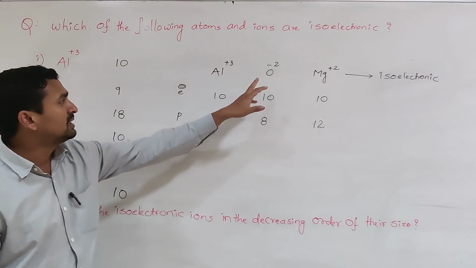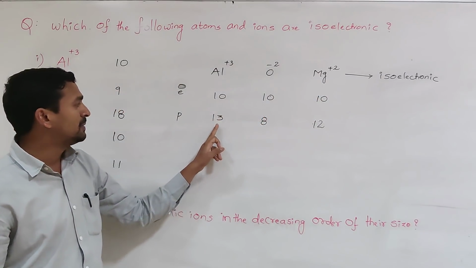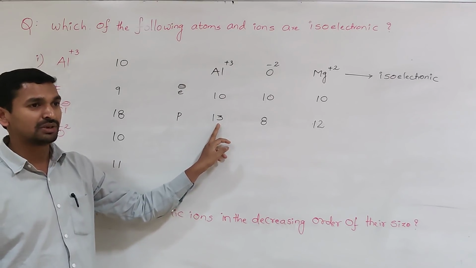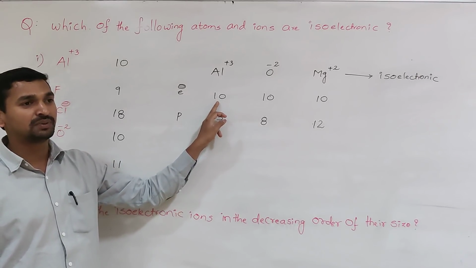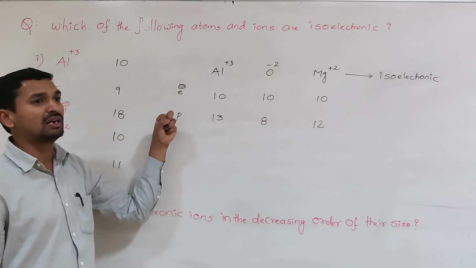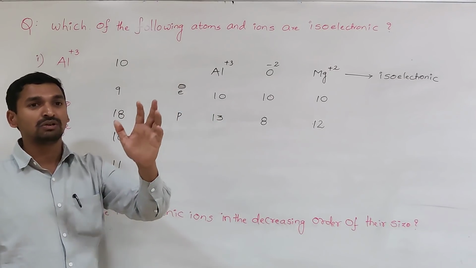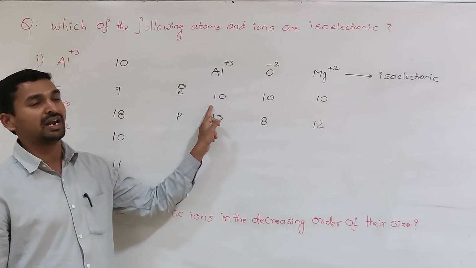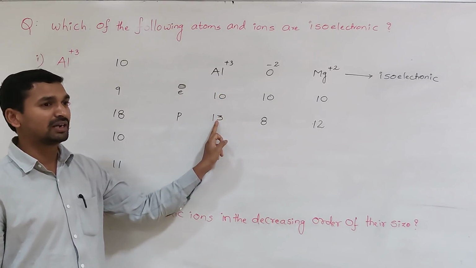So among these 3 ions, Al plus 3, O minus 2 and Mg plus 2, the Al plus 3 ion has the most protons. That's why it has the most positive charge. Because of the more positive charge, the effective nuclear charge per electron is more. Consequently, the electrons are strongly attracted toward the nucleus, so the distance from the center of the nucleus to the outermost shell electrons decreases. That is, the atomic radius decreases. So aluminium plus 3 is smaller in size.